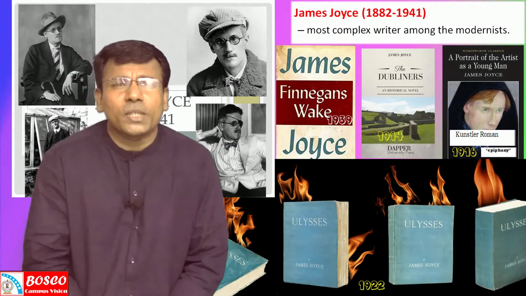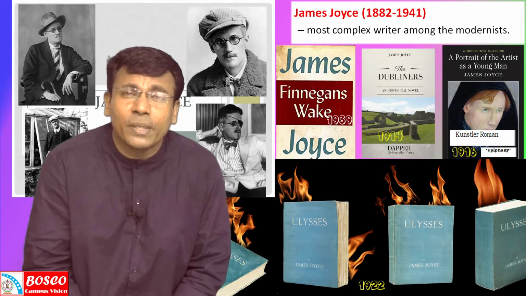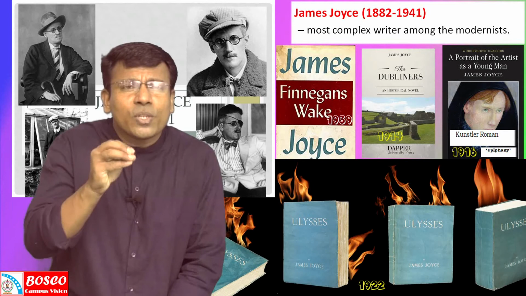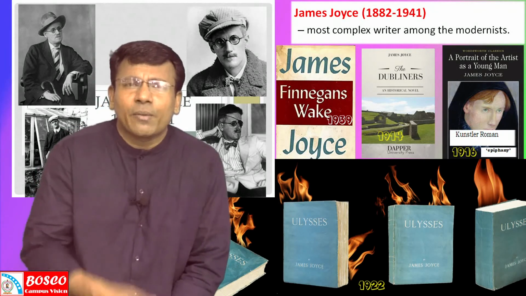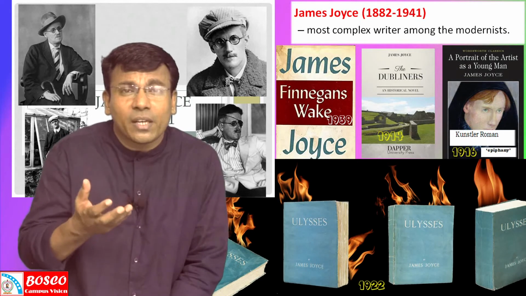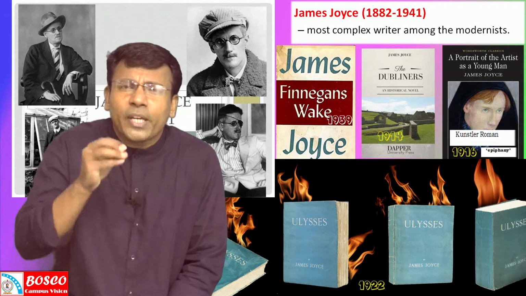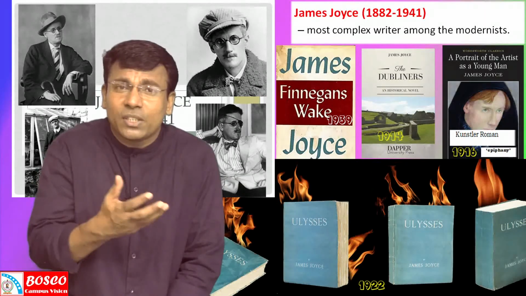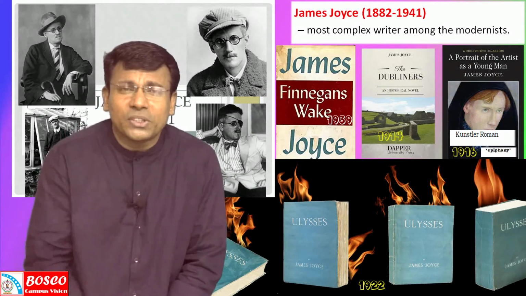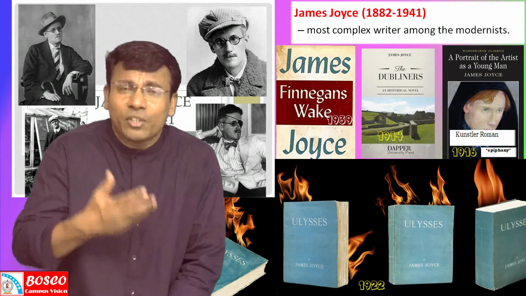Now we shall talk something about James Joyce, who lived from 1882 to 1941. Now James Joyce was the most complex writer among the modernists. He was the son of middle class Irish parents. He aspired to be ordained as a priest in the Catholic Church, an idea which he would abandon later. He left Ireland, he went to France.